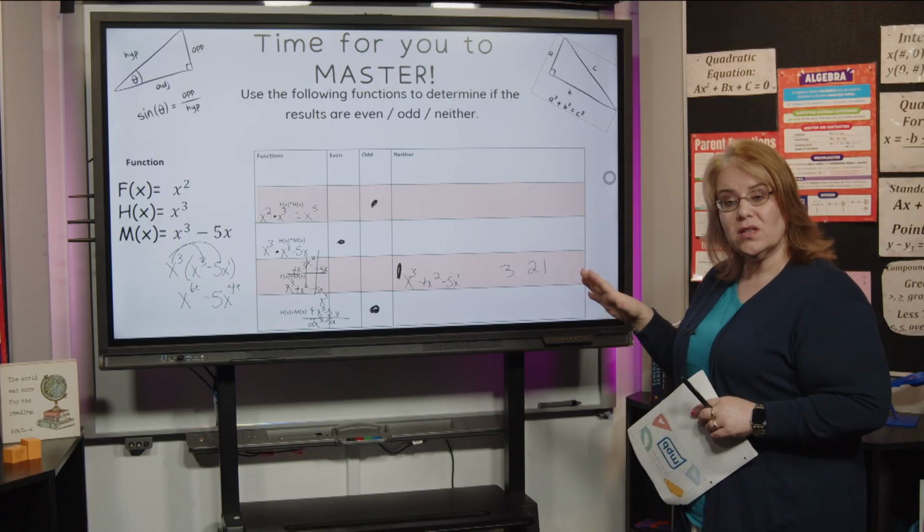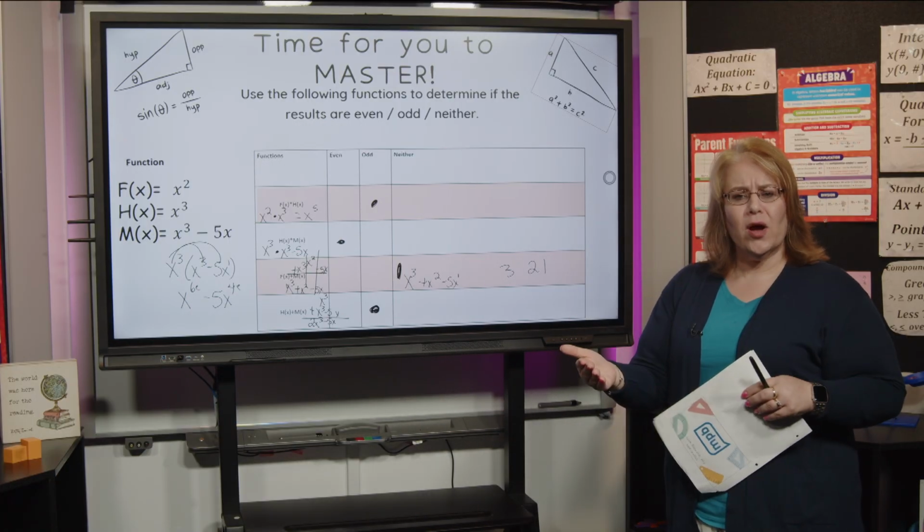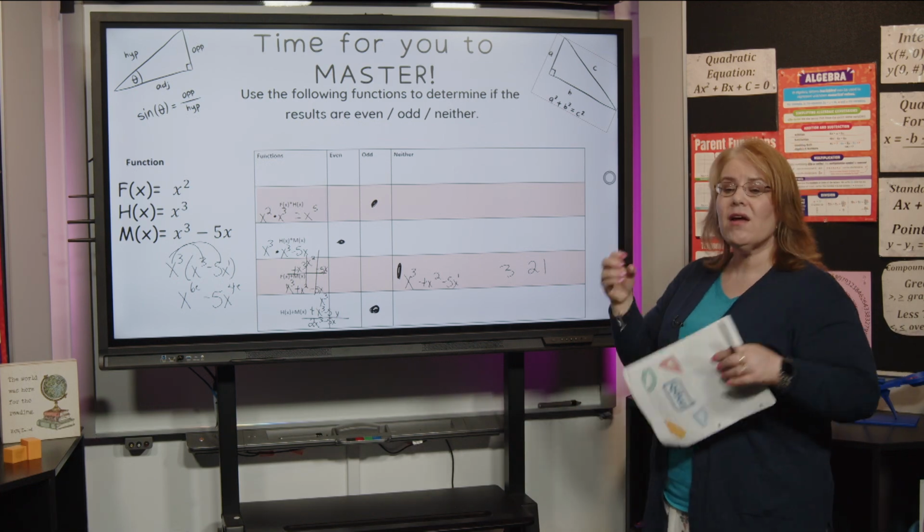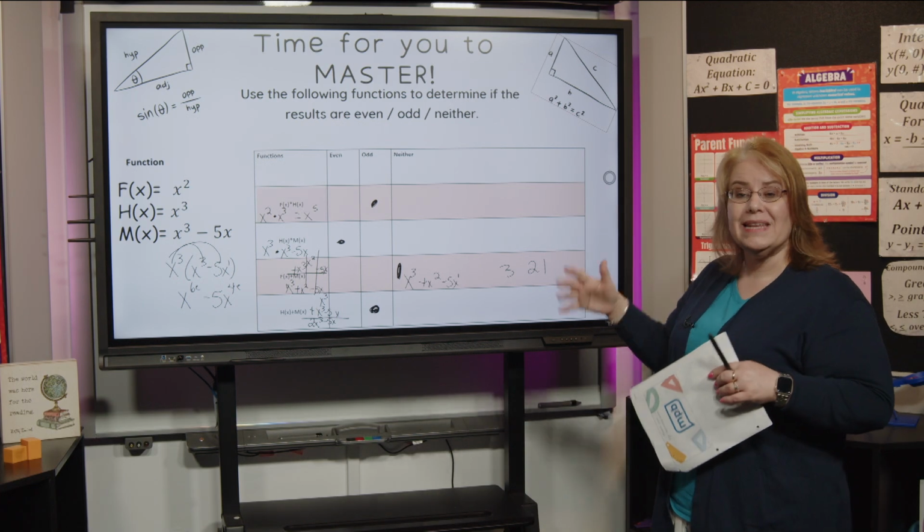So, did your work look like my work? If not, turn to your partner and say, hey, this is what we did wrong, or this is what I did wrong. What did you get? Compare and make sure that you are understanding what we did to get these.